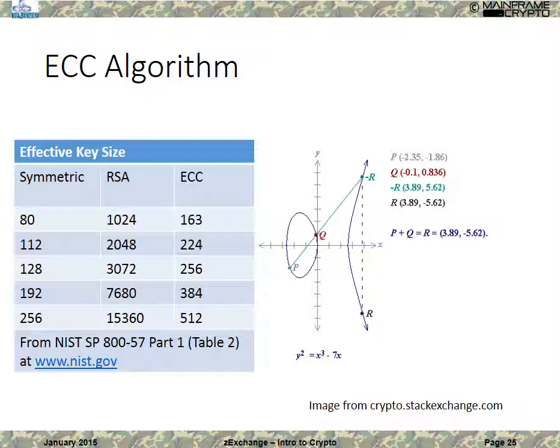The US government has gone on record as saying that if you are doing public-private key encryption, you should be using elliptic curve technology. That is the most secure, the most feasible way to go forward. Let's go to slide 20.